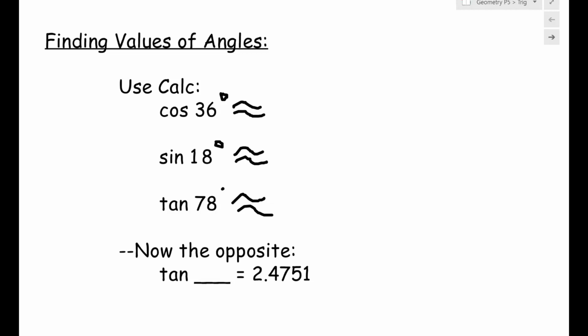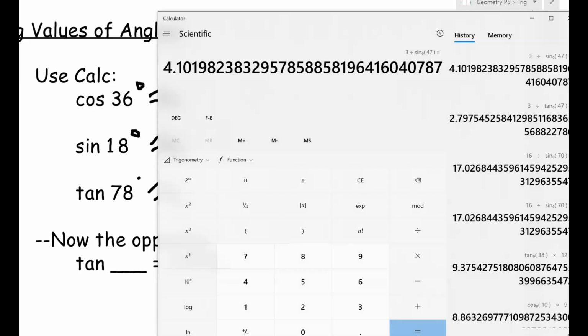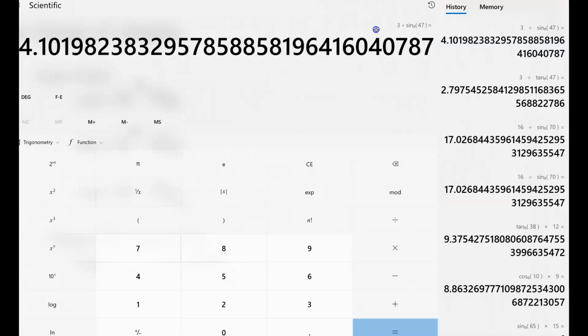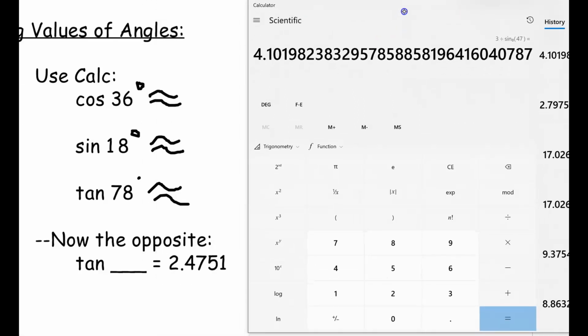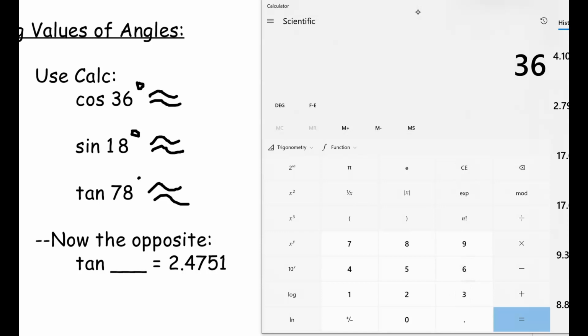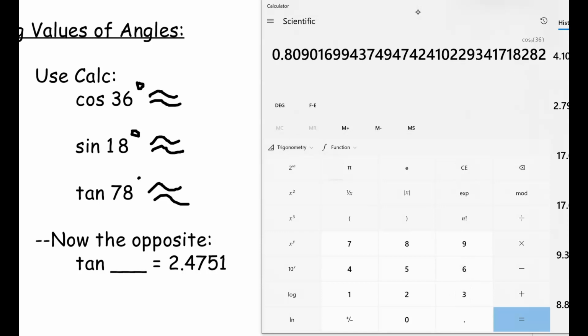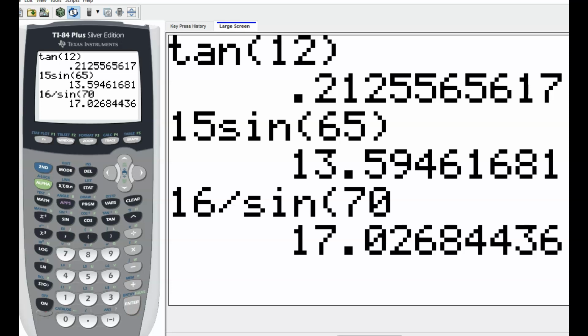Before we do that, just a quick refresher. The first three questions, what are we going to do here? Well, we're going to type that into a calculator. If I want cosine of 36 on this calculator, I'm going to type 36 and then hit cosine. Okay, so the answer is 0.80. We'll put 3 decimals in this case, so 0.809.